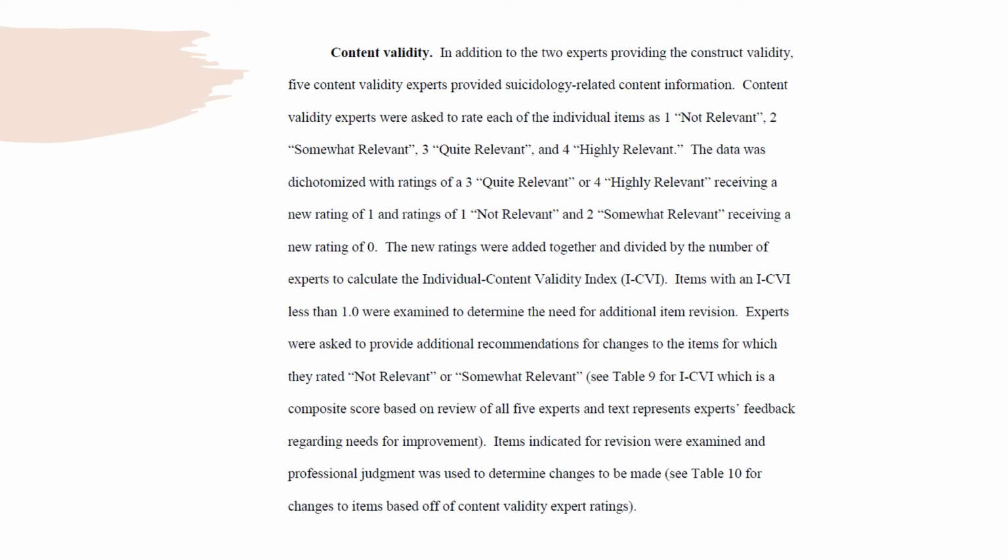And then what I did was I added all the ratings from each of the experts together and divided by the number of experts to calculate something called the individual content validity index. And so if I had an item that had an individual content validity index less than 1.0, then I looked at each of the items and determined how to revise them and what I needed to do to make them better.